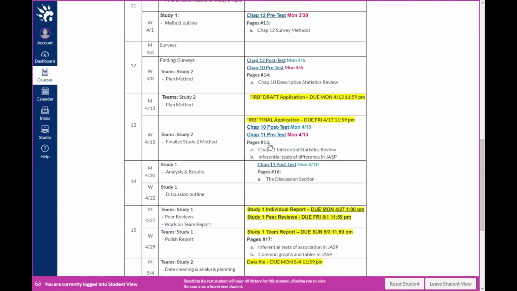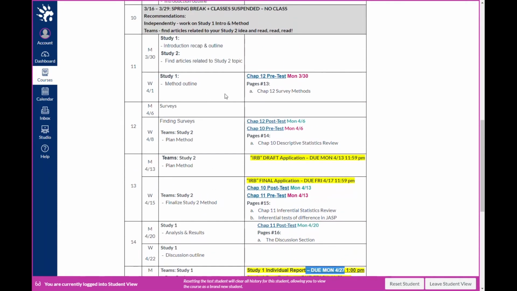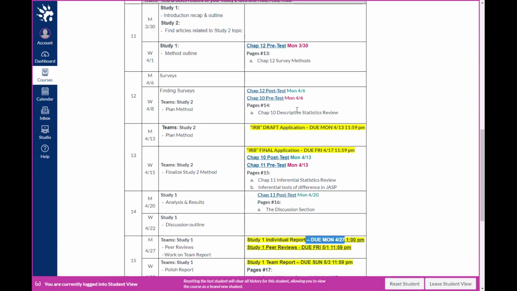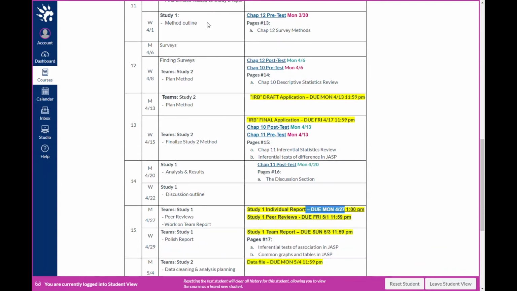Keep in mind those study one drafts aren't due until basically the end of the month. So we'll have some time for you to work on developing those introductions and those method sections. It's not due right away. Then we'll take a break and we'll switch to talking more about survey methods. How do we find surveys?